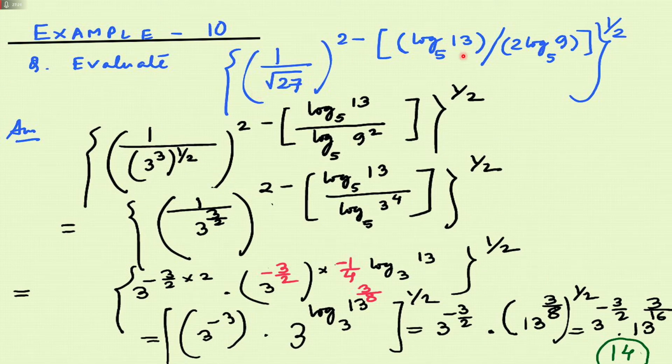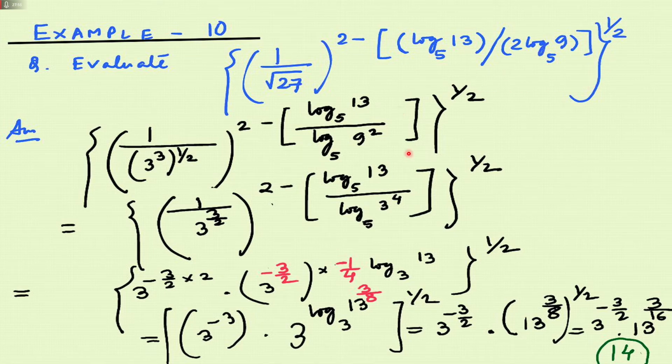Now this is a very good problem. The problem is simple, but the criticality of the problem is in its expression. So what is the problem? Evaluate 1 by root 27 all squared, minus log 13 base 5 by 2 log 9 base 5, and over the second bracket the power is half. To evaluate this term, you have to evaluate this term.